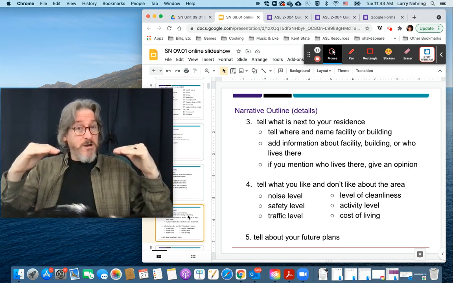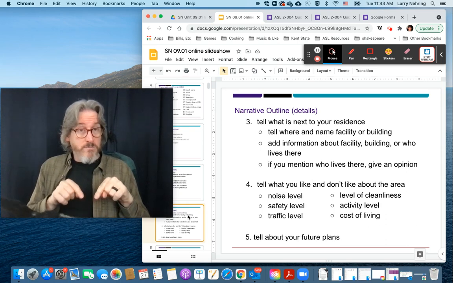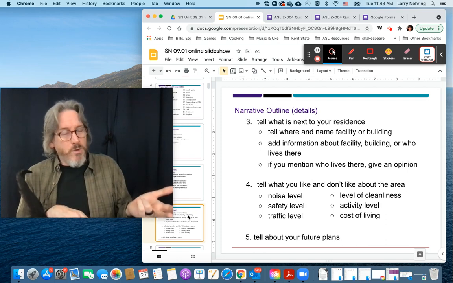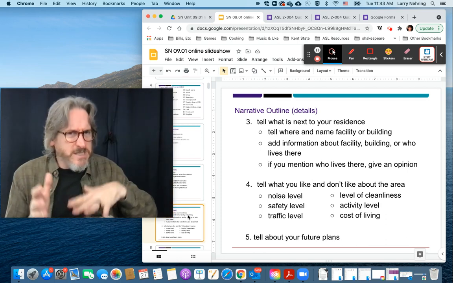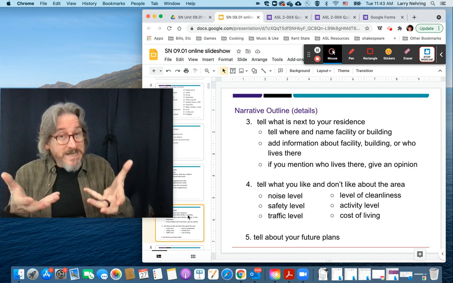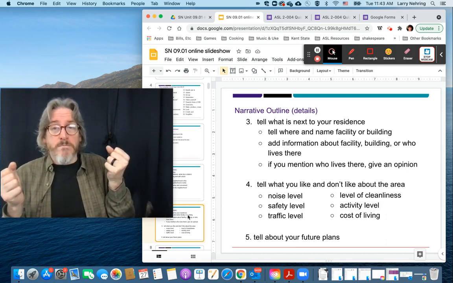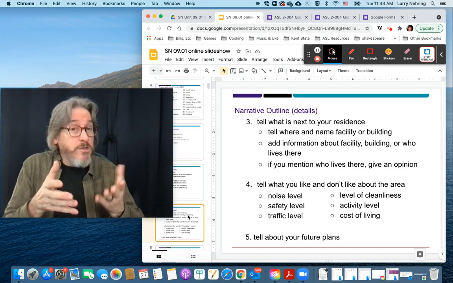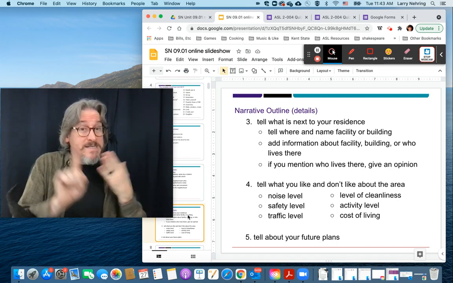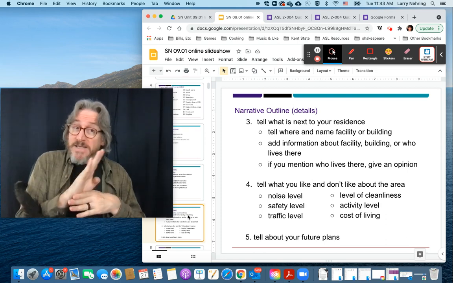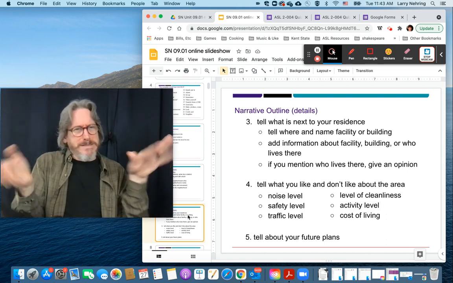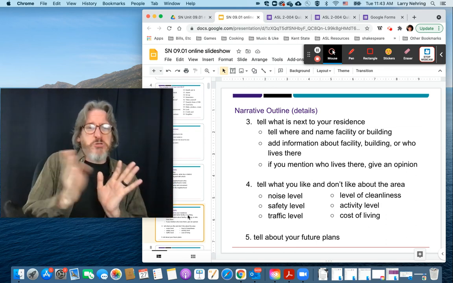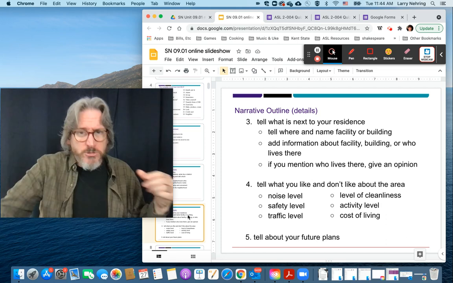Then, next paragraph, what do you think about where you live? How's the noise? How safe do you feel? What's the traffic like? Is it busy roads? Is it small roads? How clean is the community? And what's the activity level, and when? You can think about whether during business hours or in the morning it's busy, but at night there's nothing. It's dead. And then cost of living. Is it expensive, cheap, or so-so?